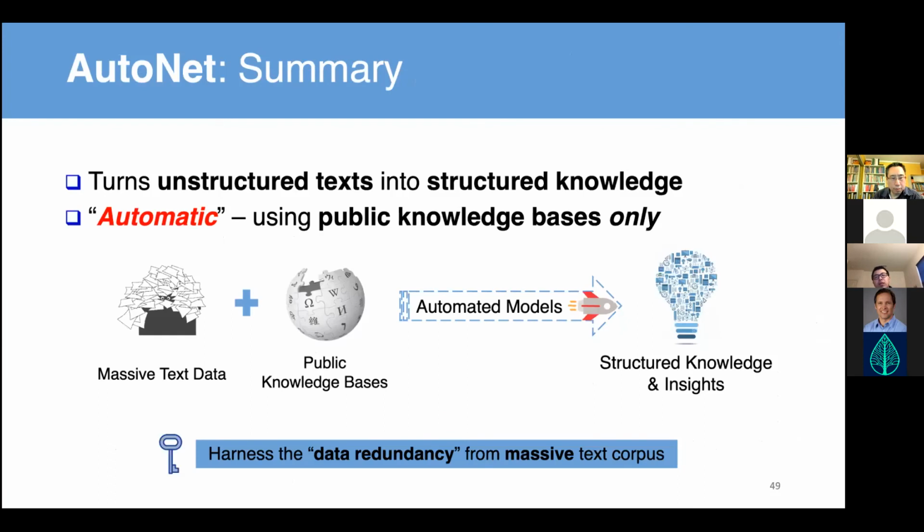So in summary, for the AutoNet part, before we discuss my ongoing work, it focused on automatically turning the unstructured text data into structured knowledge. And automatic here means we're using the public knowledge base only. The key of this framework is that we harness the data redundancy from massive text corpora using statistical signals. This data-driven philosophy makes our AutoNet framework applicable in many domains and languages.